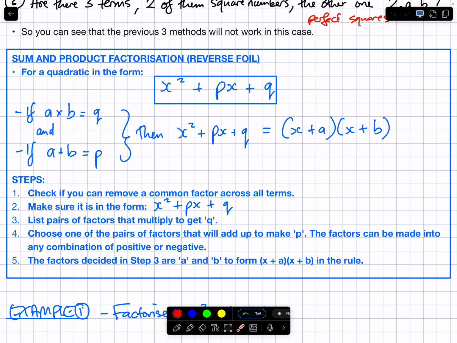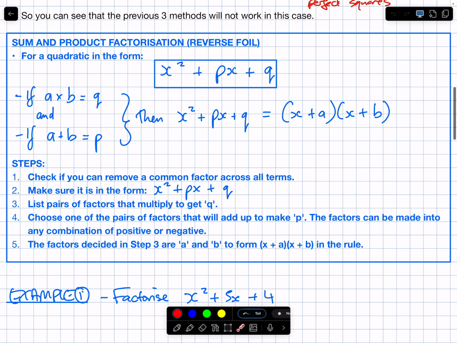How do you know A times B is equal to Q and A plus B is equal to... You'll see when we do an example. How are you going to know what your A times B is, Q, when we don't have a Q right now? The Q is there because it could be any number. When we do an example, you'll see. You'll see again, first step is check if you can remove common factors. It's always the case.